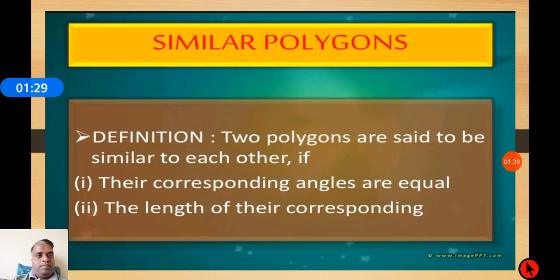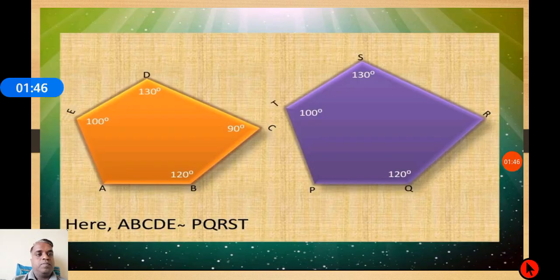What is similar? Next we move to similarity. Definition: two polygons are said to be similar to each other if their corresponding angles are equal and the lengths of their corresponding sides are proportional. Then they are called similar polygons. See here.